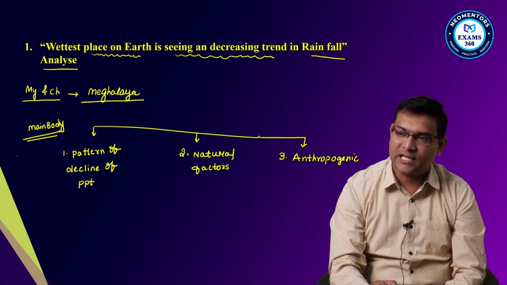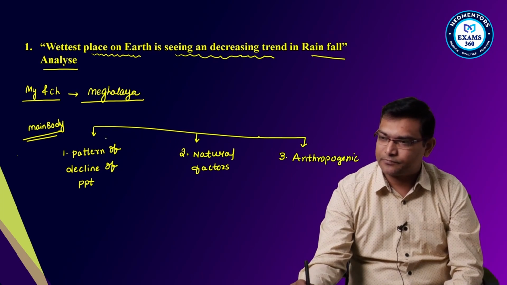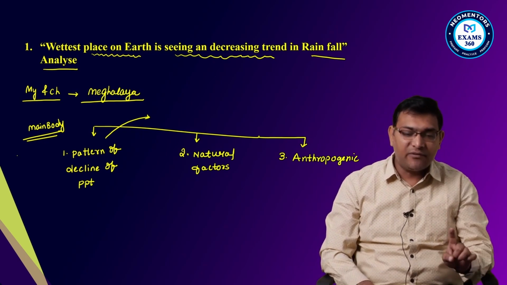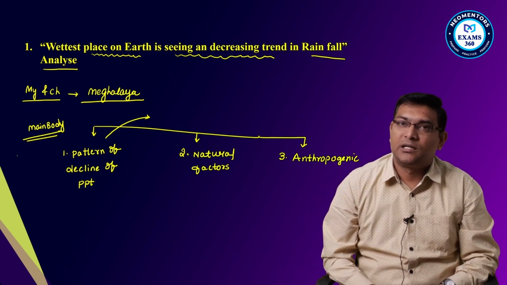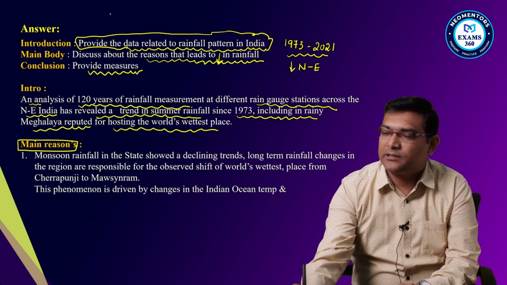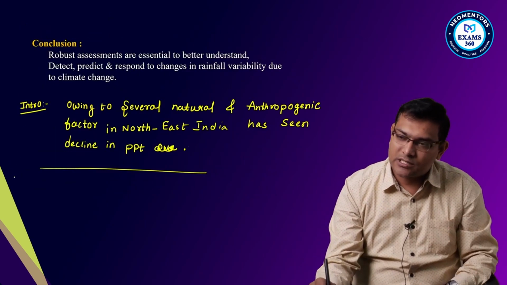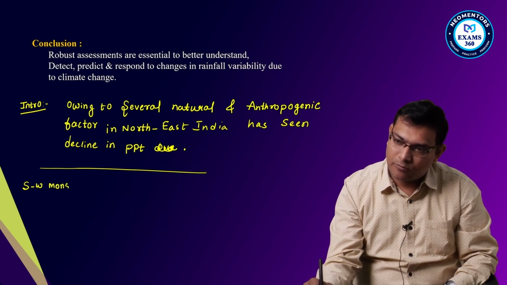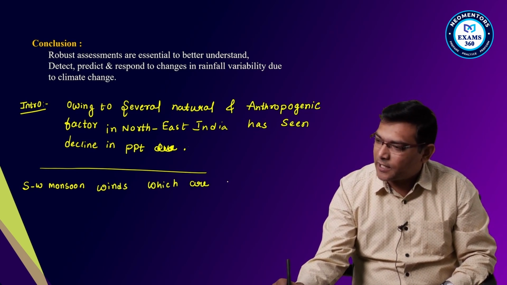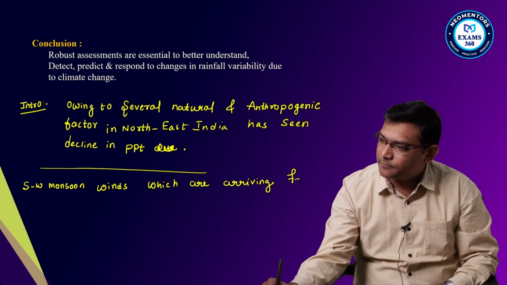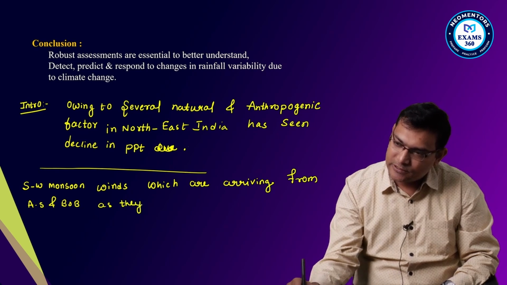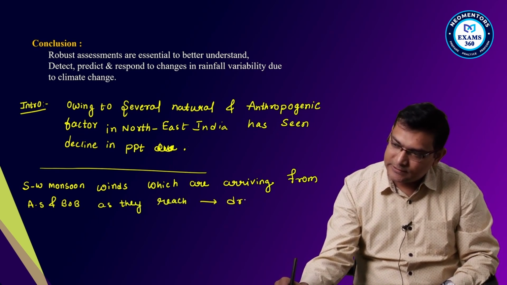So if you look at these natural factors, generally in the pattern, what you will write here: the southwest monsoon winds which are arriving from the Arabian Sea and Bay of Bengal, as they reach the northeast they are becoming drier. So I can write here mainly the southwest monsoon winds which are arriving from the Arabian Sea and Bay of Bengal, as they reach, they are becoming dry. Okay, drier.